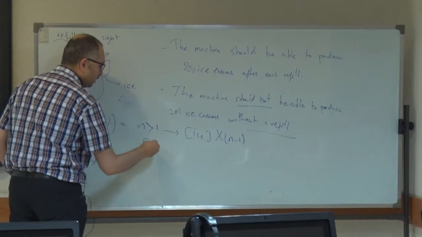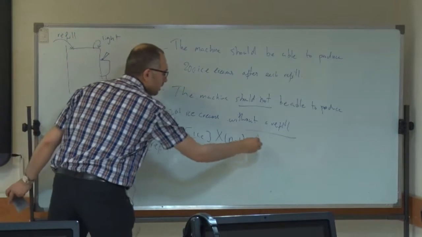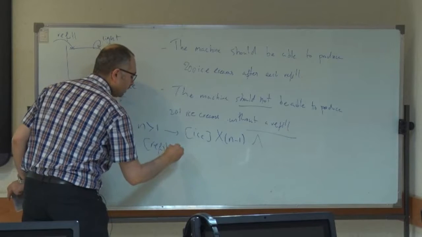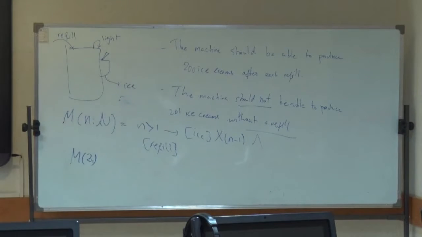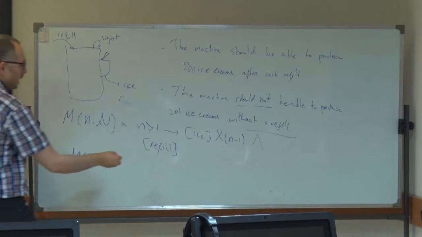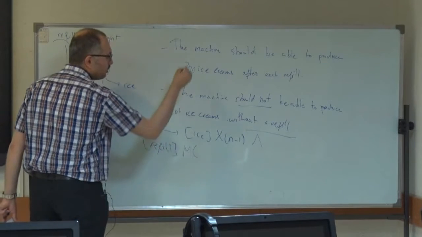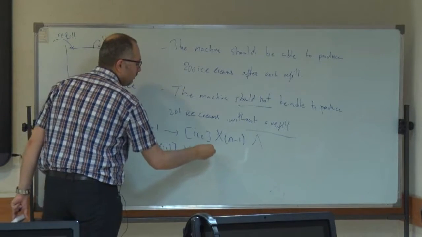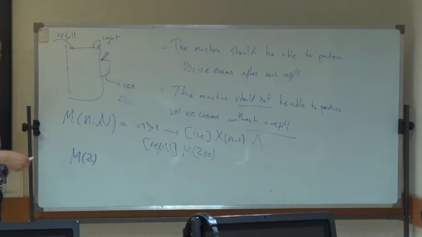If I do a refill, I end up with, what should I write there? How does the content of the machine increase? So it becomes M of, say, 200, if every time we refill, we add 200 ice creams to the machine, right?